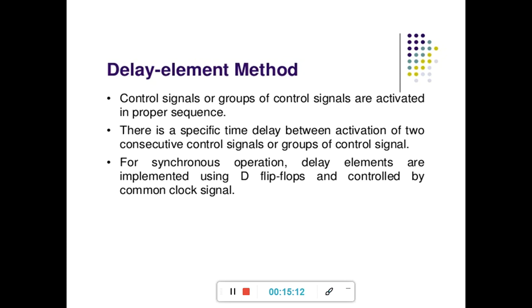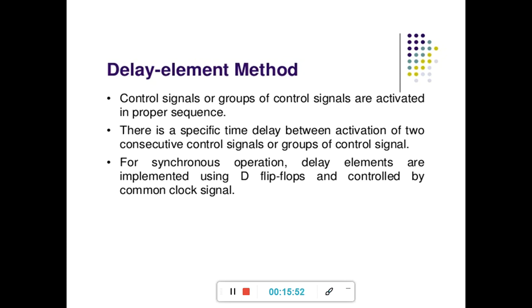Here we are maintaining control signal timing only. Without control signals being activated in a proper sequence, we can't do the delay element method. For synchronization of operation, the D flip-flop is the major implementation, using a common digital clock. We have already used three parameters with three users. For three users we could give a separate clock to each, but in the delay element method we give a common clock, so it can be controlled and implemented using the D flip-flop.